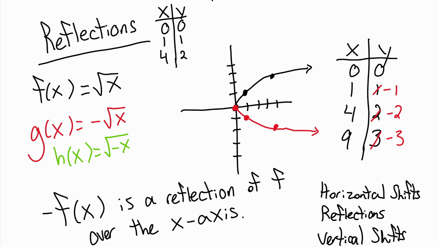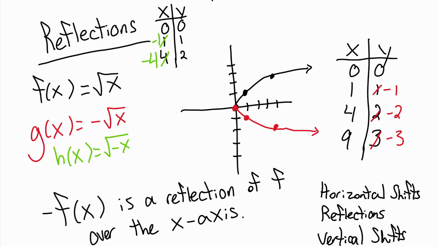So again, 0 doesn't matter here, but this 1 is going to become negative 1, right? If we put negative 1 into this function, we'll have negative negative 1, which is 1, and then we'll take the square root, which is positive 1. And then same thing with 4, this will be negative 4. So if we do negative negative 4, that's positive 4. So we get the square root of 4, which is 2.